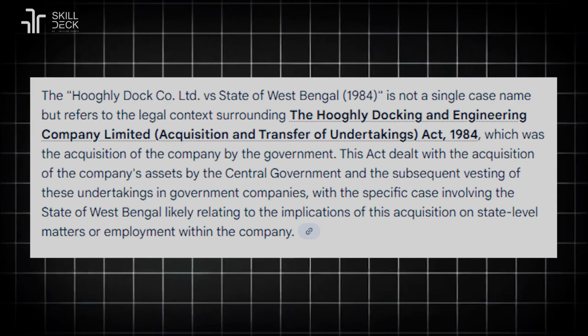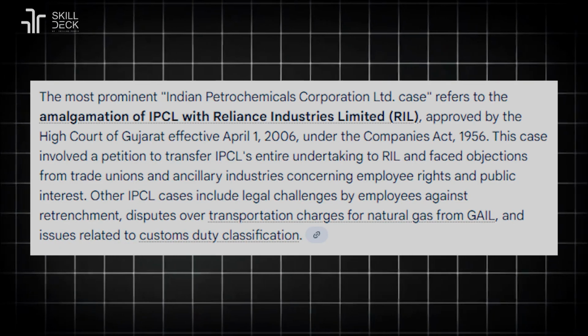So if it is a contract of service, and you are controlling and directing, then that's an employee under the PF Act. Now let's talk about the second case, Hooghly Dock Company Limited versus State of West Bengal, 1984. Contract workers engaged through intermediaries were held to be employees because the principal employer had ultimate control over the work. The principal employer was held responsible because that person was controlling and supervising the work. Now let's talk about the third case, Indian Petrochemicals Corporation Limited. Here the court said that PF liability extends to contract labor performing core establishment work even if they are paid via contractors.